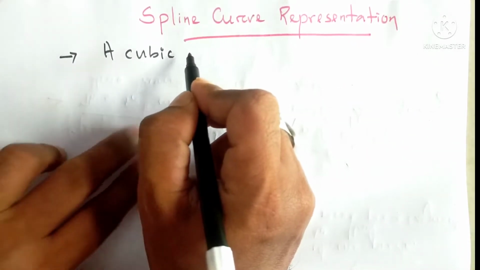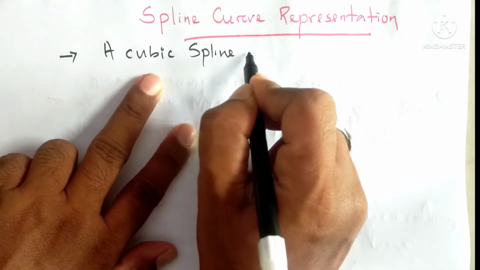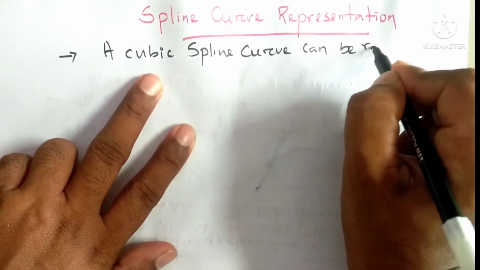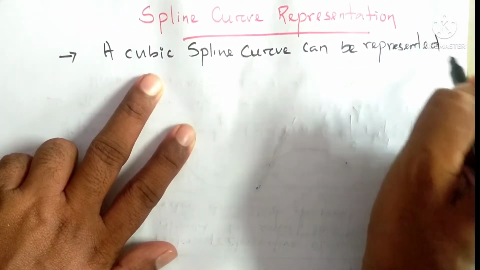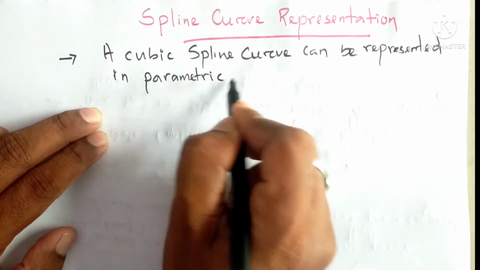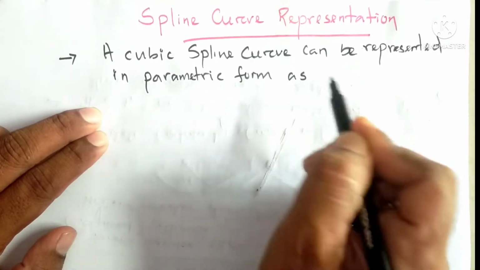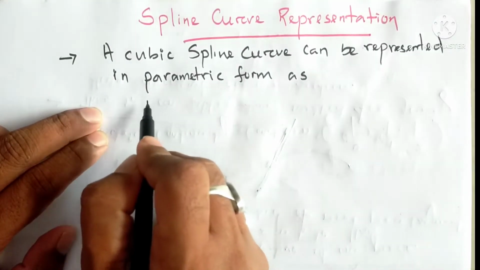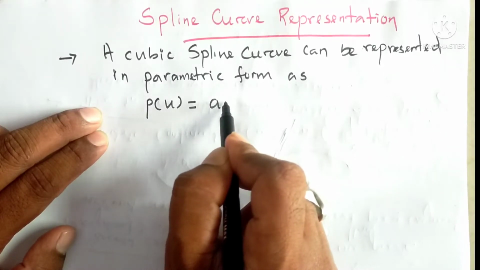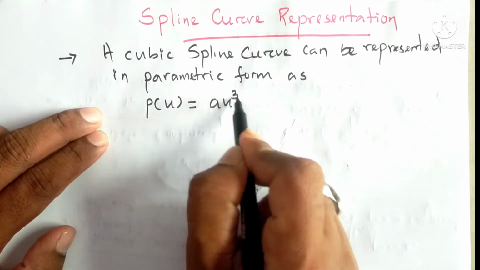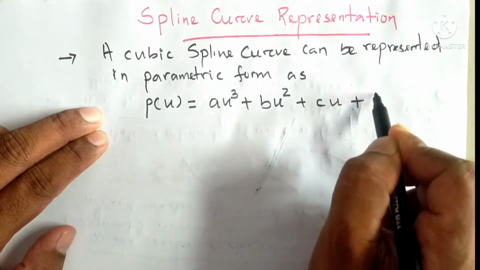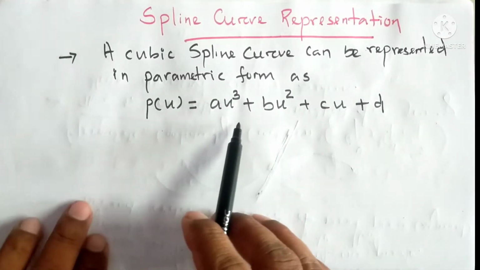A cubic spline curve can be represented in parametric form, as we can say that P of u equals a u to the power 3 plus b u to the power 2 plus c u to the power 1 plus d. This is your parametric representation of a spline curve.